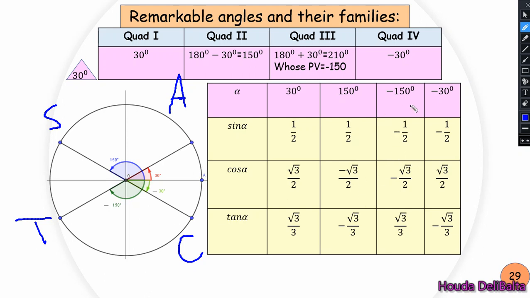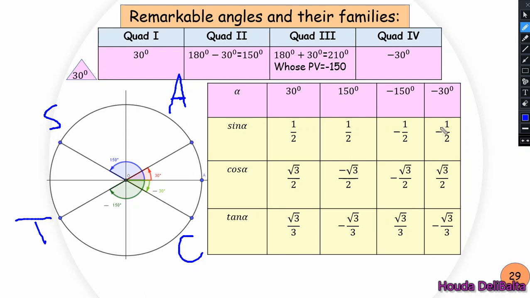Now, minus 150 or 210 is in quadrant 3. Then the sine and the cosine are going to be negative, as you see here. So you take the sine of 30 and you put a minus beside it. Similarly for the cosine of 30 and you put a minus beside it. Then definitely the tangent is going to be positive because we are dividing negatives by each other.